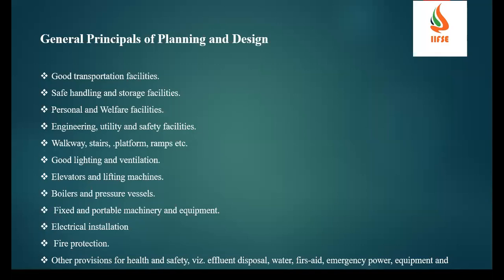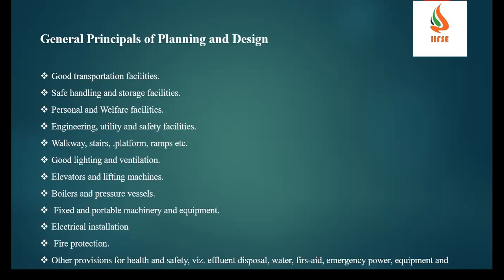Okay. Now we'll see some of the general principles of planning. What are the points that need to be considered while designing a plant? Good transportation facilities. While you are designing a plant or facility, it should have good transportation facilities, and safe handling and storage facilities, to handle various kinds of chemicals, raw materials, finished goods or semi-finished goods. Personal welfare facilities, in the sense of toilets, urinals, restrooms, canteen, sitting area, etc.